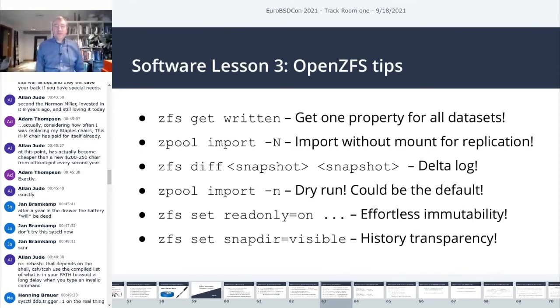zpool import -n, a dry run. I almost say that should be the default. My gosh, especially when doing something fragile. It's like, this should work. This shouldn't work. Look out.